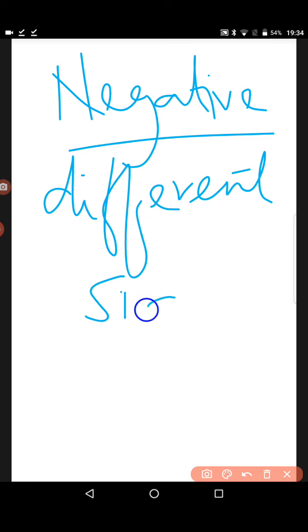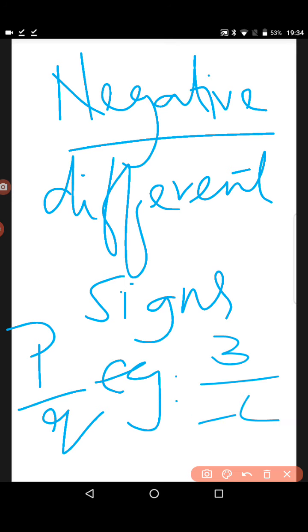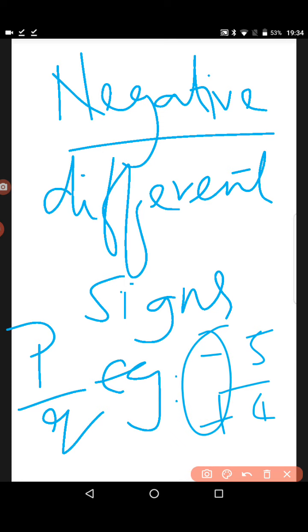That's all, and other than that, nothing. And it should satisfy that condition for sure. P by Q should have, if we take one example, minus 5 by 4, or else you can take 3 by minus 4, anything. But it should have two different signs. Here it is plus 3, minus 4. And if I take one more example, plus 4. So two different signs, right? That is what is about these rationals.